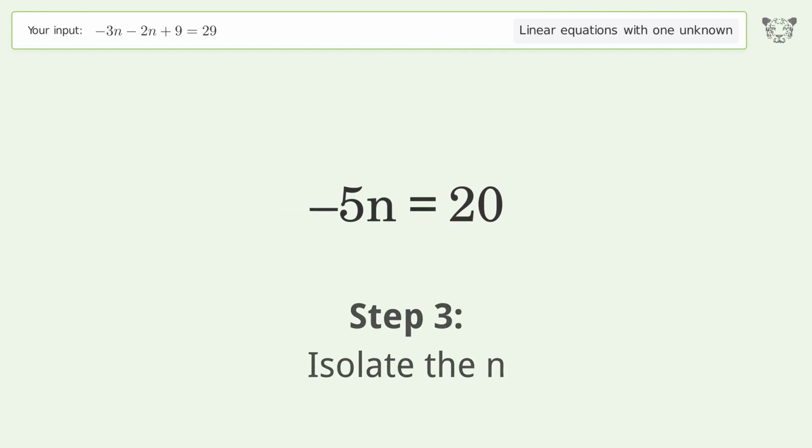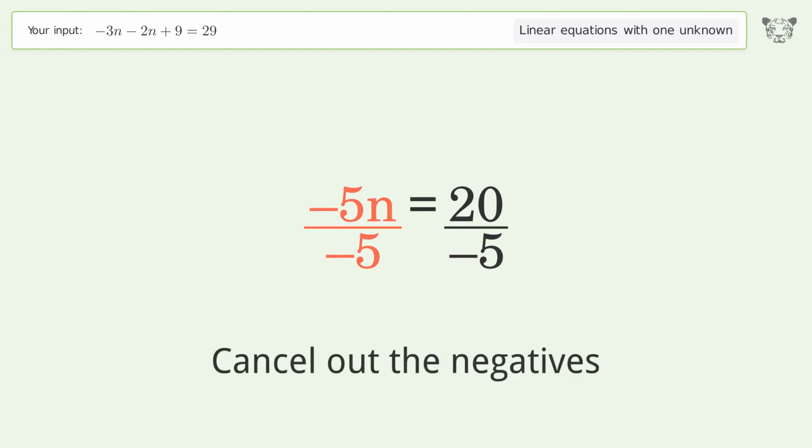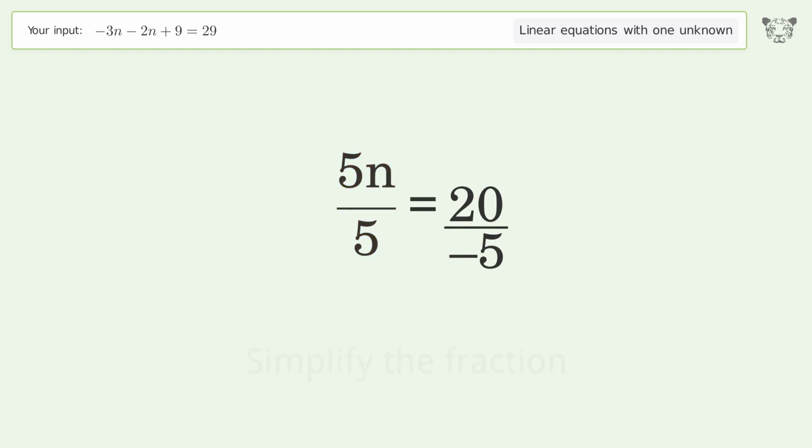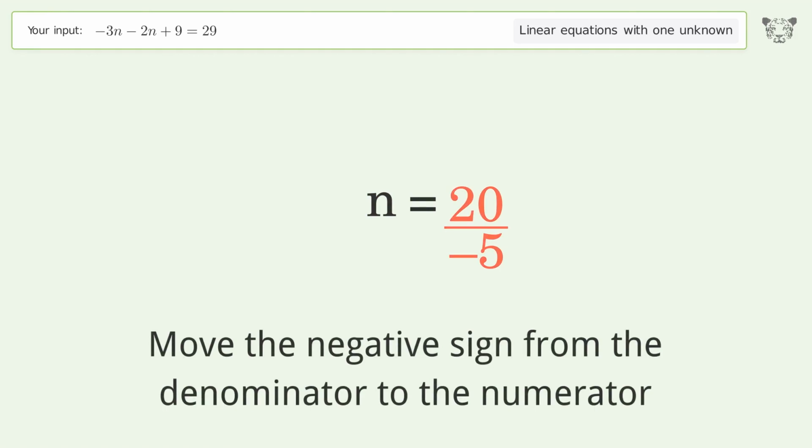Isolate the n. Divide both sides by -5. Cancel out the negatives. Simplify the fraction. Move the negative sign from the denominator to the numerator.